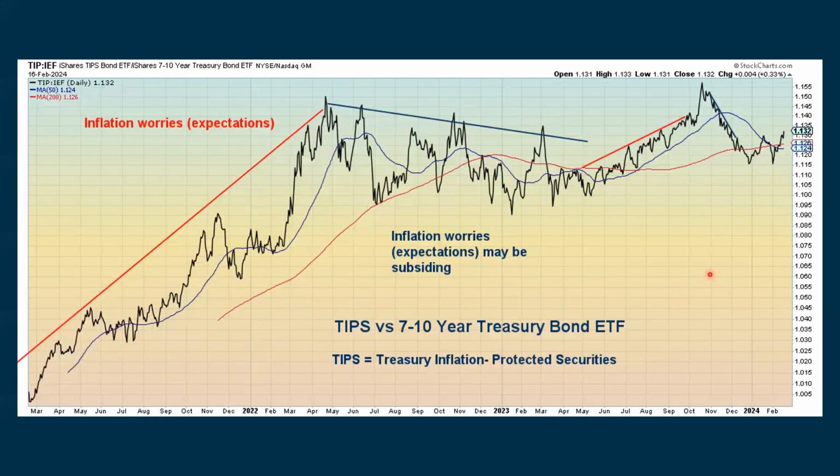Where it's a little more pronounced is when we go further out, where we compare TIPS to 7 to 10-year bonds. TIPS were really outperforming as interest rates were going up. Then we chopped around for most of 2022. We started to go back up in 2023. And then when everybody thought, oh, great, maybe the Fed's going to be done raising rates, we saw this really going down. But now it's starting to go back up again as there's more uncertainty in the market.